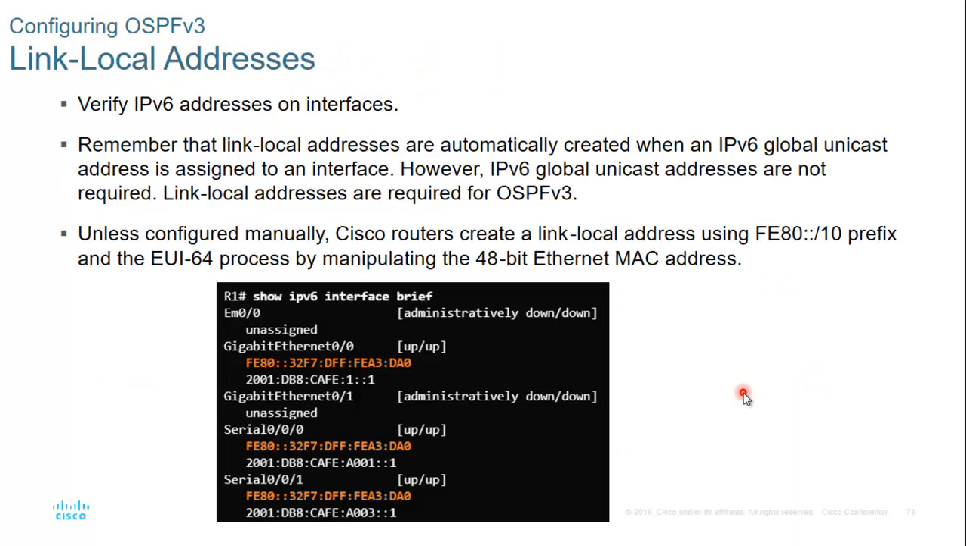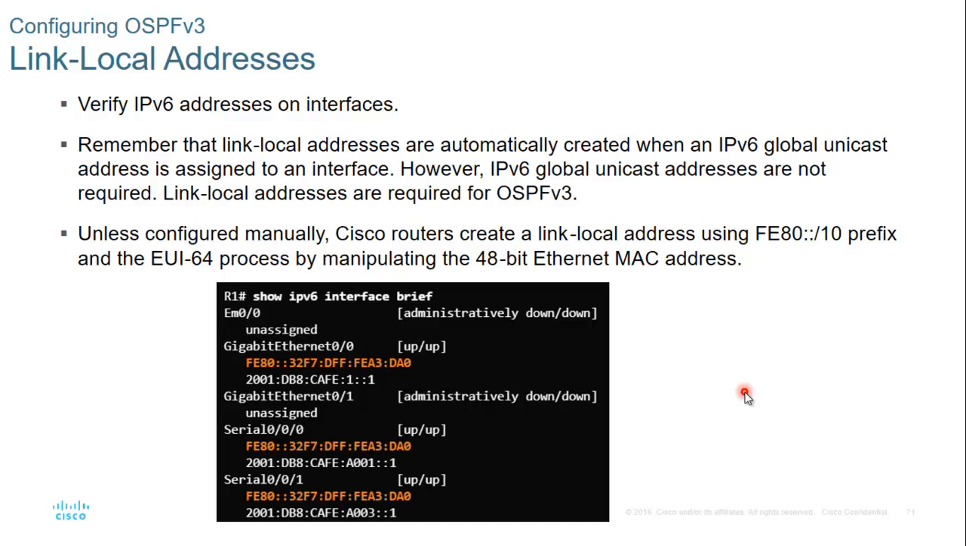How do we verify IP version 6 addresses on interfaces? Remember that link local addresses are automatically created when an IP version 6 global unicast address is assigned to an interface. However, IP version 6 global unicast addresses are not required. Link local addresses are required for OSPF version 3. So when you configure an IP version 6 address, a global unicast address so that they can traverse the internet, a link local address is automatically created. So within OSPF version 3, they use the link local address for exchanging information and updates.